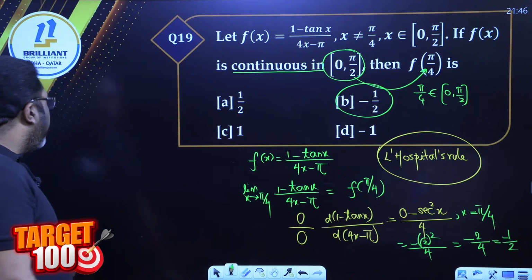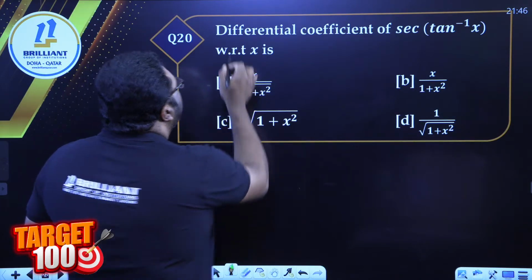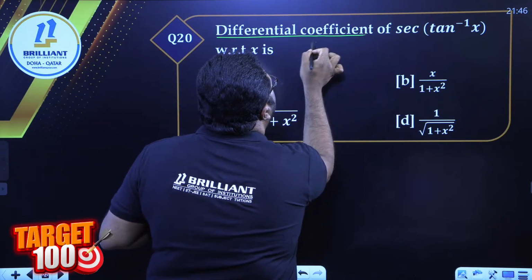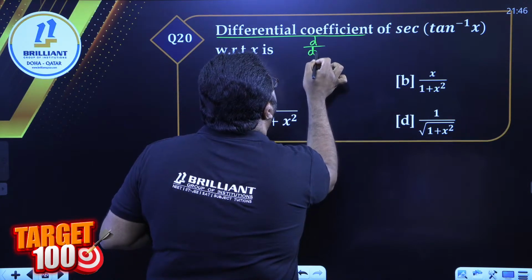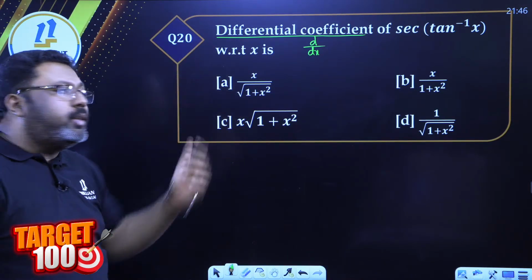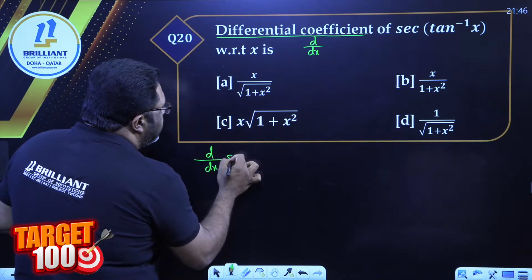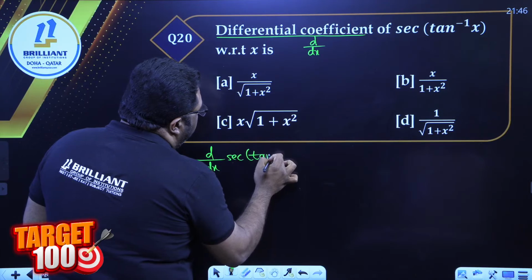Okay, moving forward. Question number 20. Find the differential coefficient. The differential coefficient means it's simply the derivative. Differential coefficient means what? Find the derivative. It's another way to say it. I want to find the derivative of sec of tan inverse x.